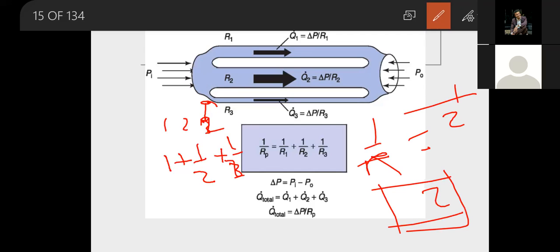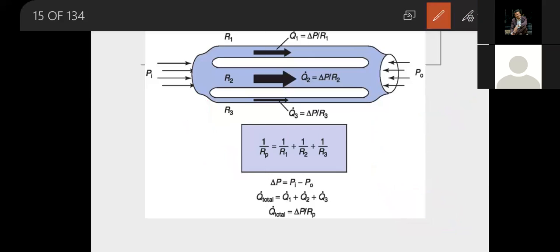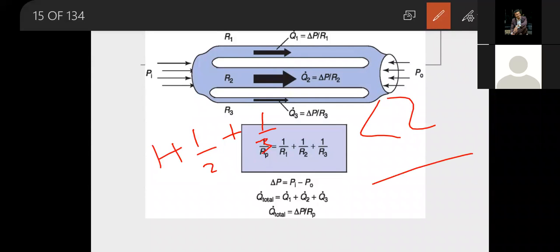Okay. So if we increase R3 from 2 to 3, it will be 1 plus 1 over 2 plus 1 over 3, right? So it dropped actually because a third is less than a half, correct? Yes. The final value will be less than 2. So resistance in parallel will decrease when a single resistance increases. So if R1 or R2 or R3 increases, the total resistance will be decreasing.